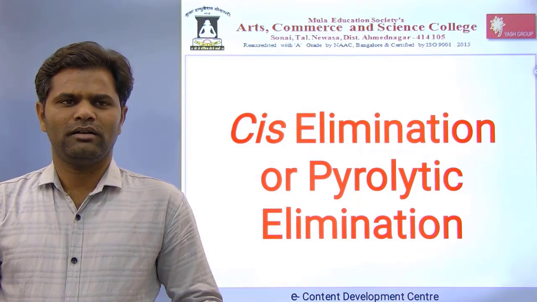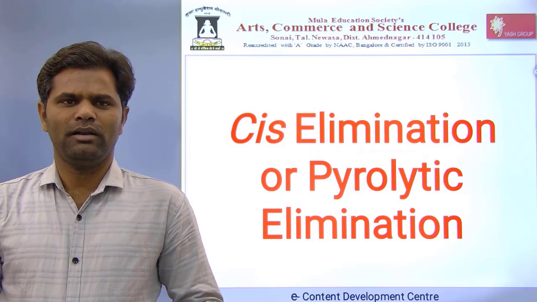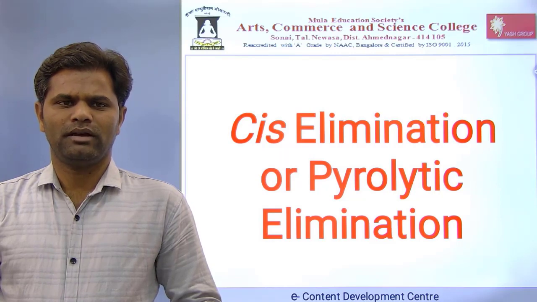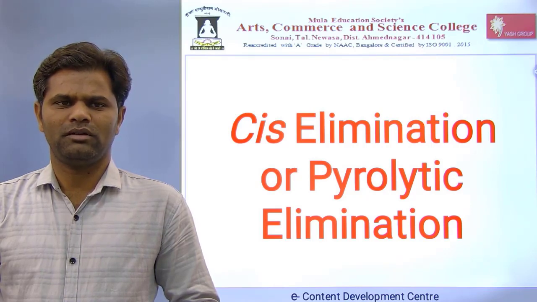We know that in elimination there is a formation of alkene, and there are two types of elimination reaction. Particularly, one is the E2 elimination and another is the cis elimination or pyrolytic elimination. Pyrolytic elimination means action of heat. In case of E2 elimination, the steric requirement is that the atoms or groups to be eliminated must be trans-diaxial with respect to each other. Only then E2 elimination or bimolecular elimination is possible.